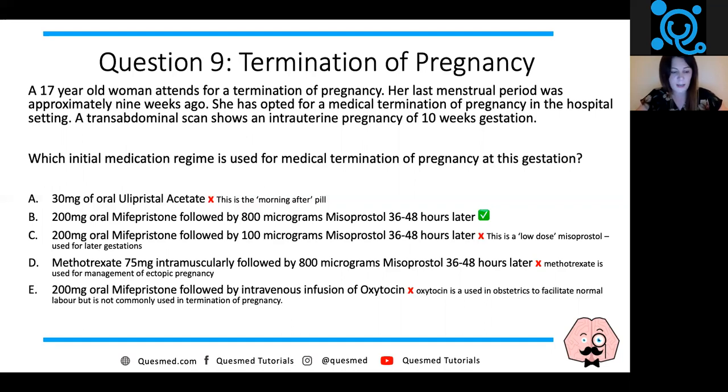Methotrexate is obviously used for management of ectopic pregnancy, and that's not what's happening here. And E, intravenous infusion of oxytocin. We wouldn't normally use oxytocin for terminations of pregnancy. However, you might have heard of it as it's a common adjunct to normal labour.